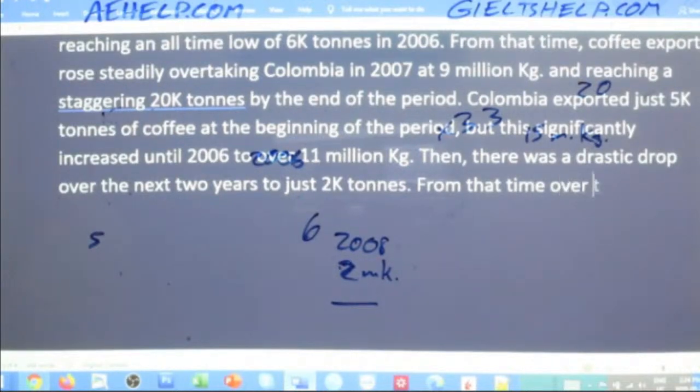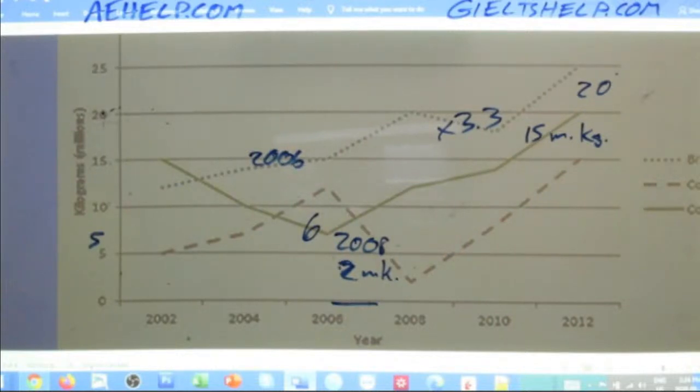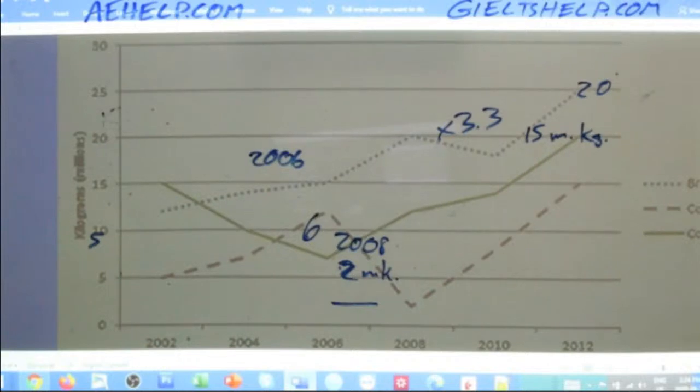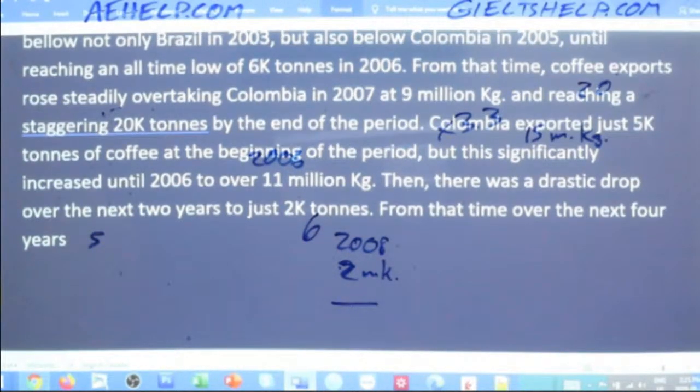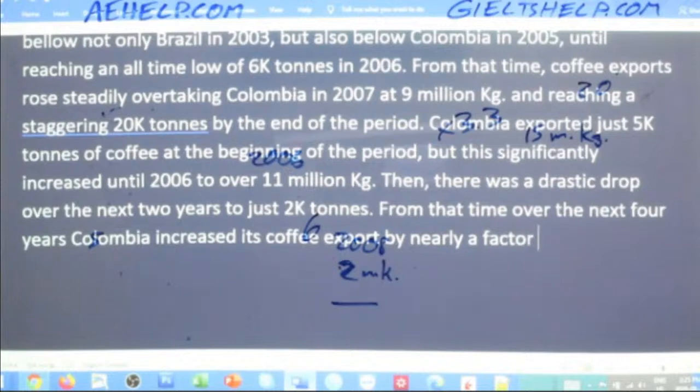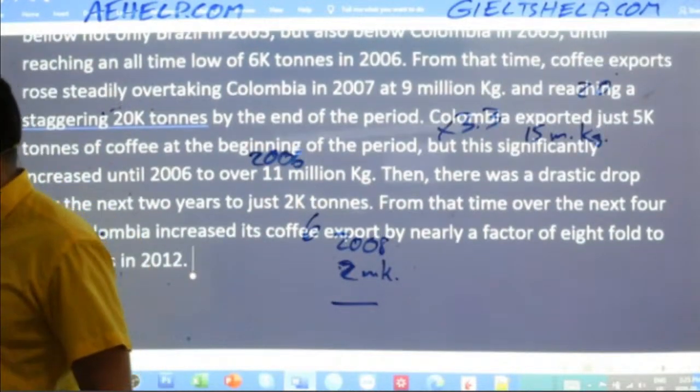From that time, over the next 4 years, from 2008 to 2012, Colombia increased its coffee export by nearly a factor of 8-fold to 15,000 tons in 2012. All right, so that's my last assessment there.